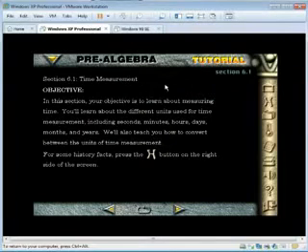Section 6.1, Time Measurement. In this section, your objective is to learn about measuring time. You'll learn about the different units used for time measurement, including seconds, minutes, hours, days, months, and years. We'll also teach you how to convert between the units of time measurement.